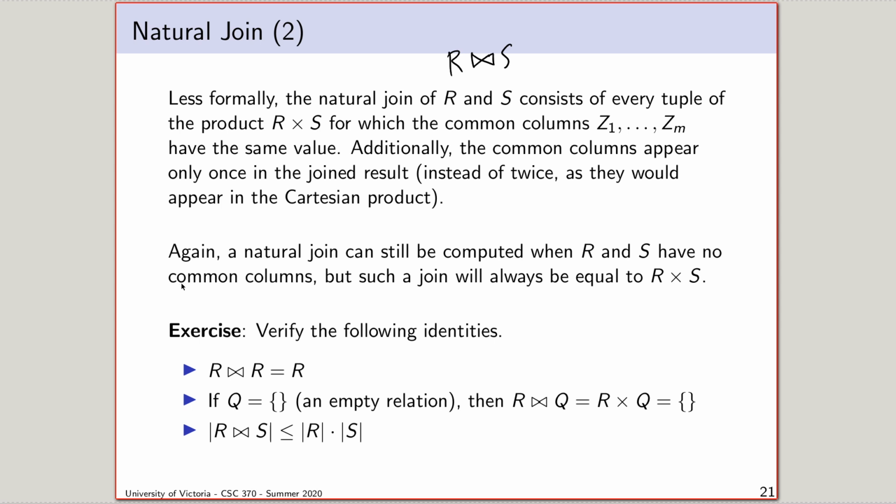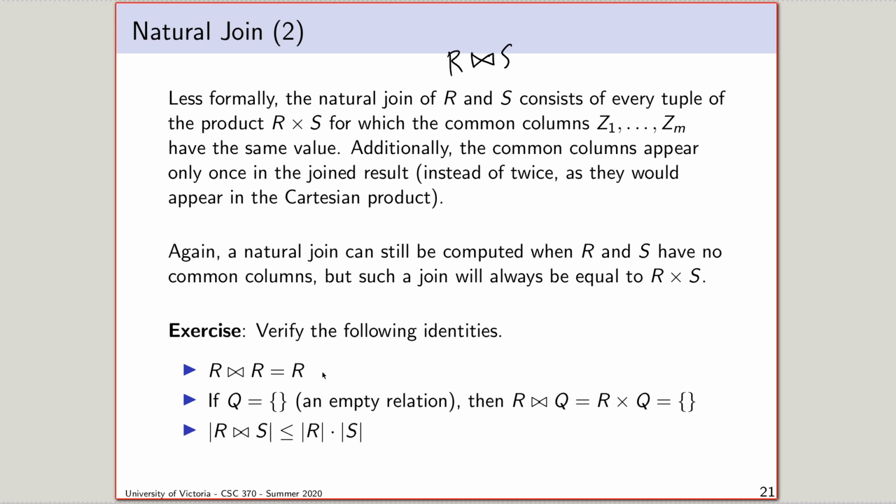Some things to think about, and you should try and justify these to yourself, but I want to skim over them. So the first thing is, if I join a table to itself, I get the same table back. As long as the original relation has no duplicates, I should get the same table back.